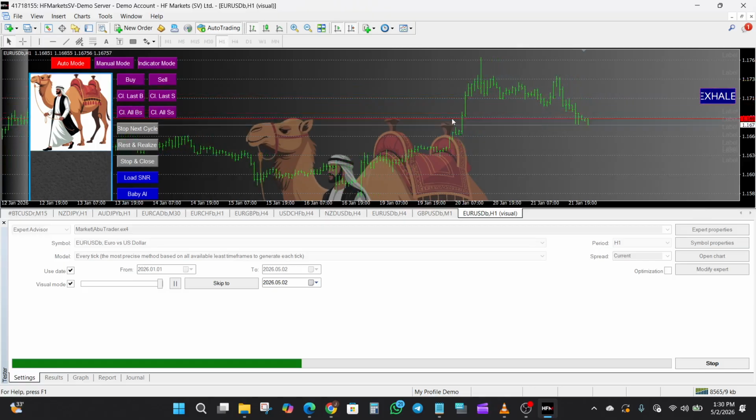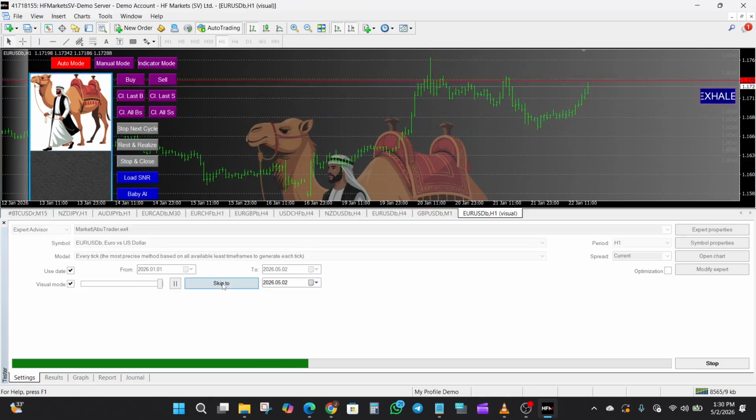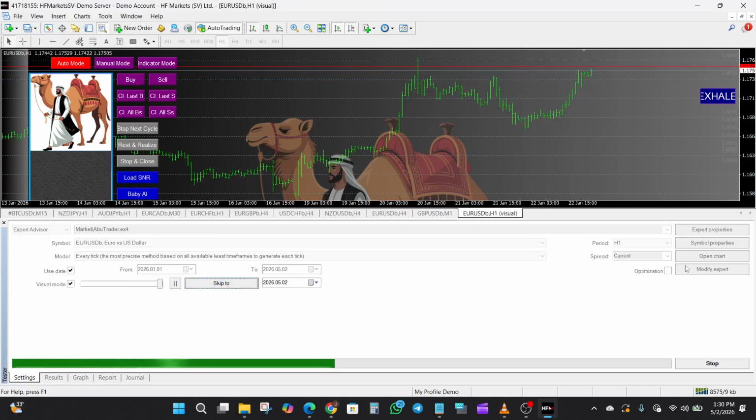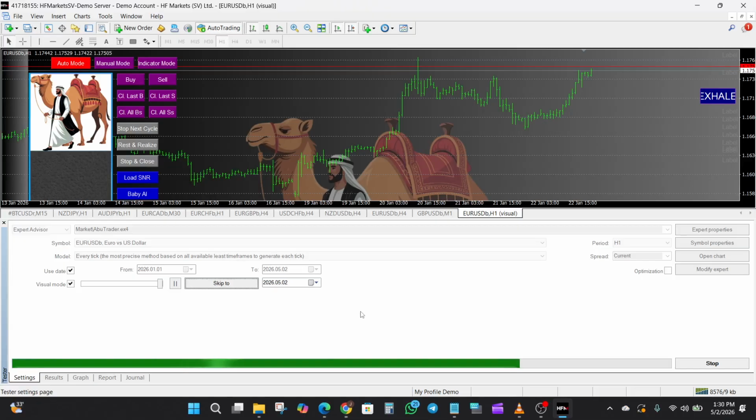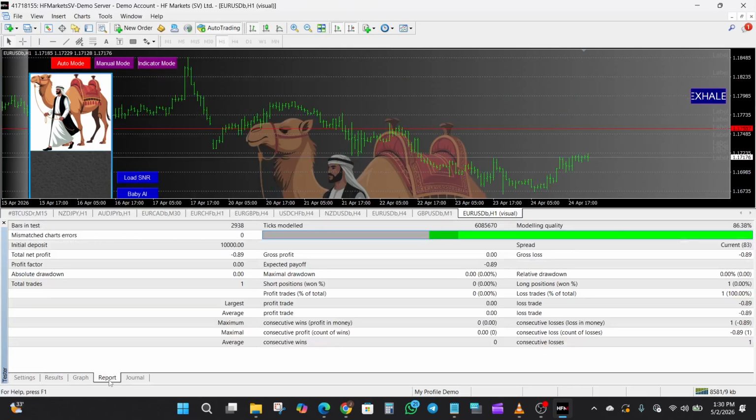So we're just going to be skipping to the end of the backtest. All right, let's just fast forward toward the end of the backtest, and we are going to analyze the results together, see how the EA performed over the past 4 months. All right, so in a bit now, we will have the results out, and we can analyze them together. Okay, so here we go.